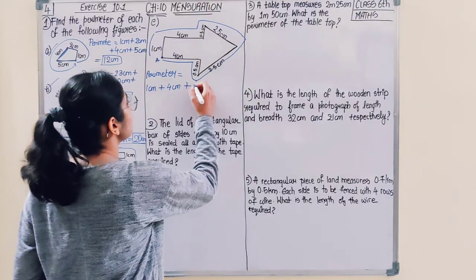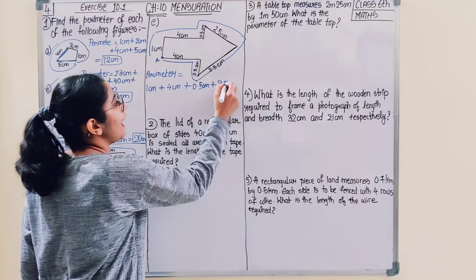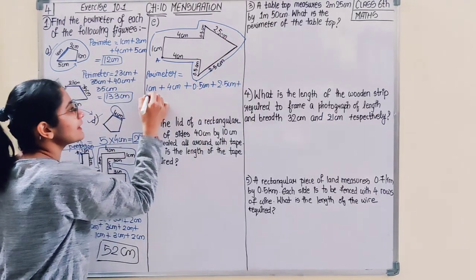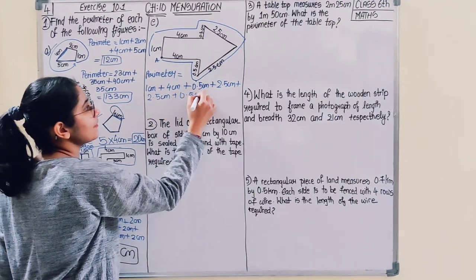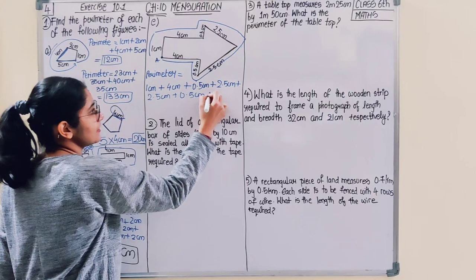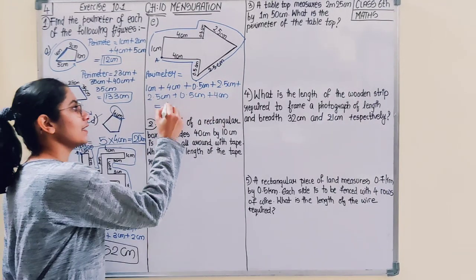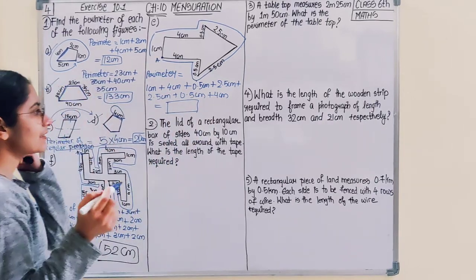So here would be 0.5 cm plus 2.5 cm. Again, 2.5 cm plus 0.5 cm plus 4 cm. You solve this, you would be getting the answer. Okay, so let us solve.